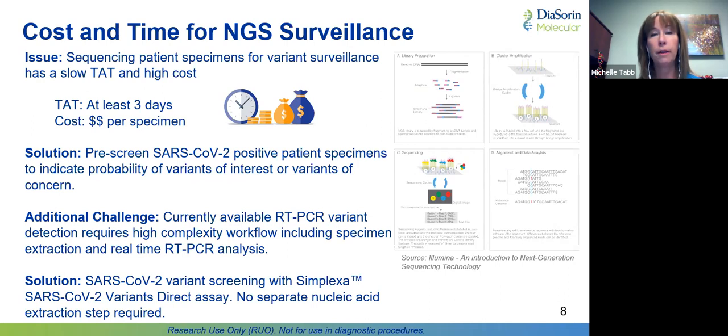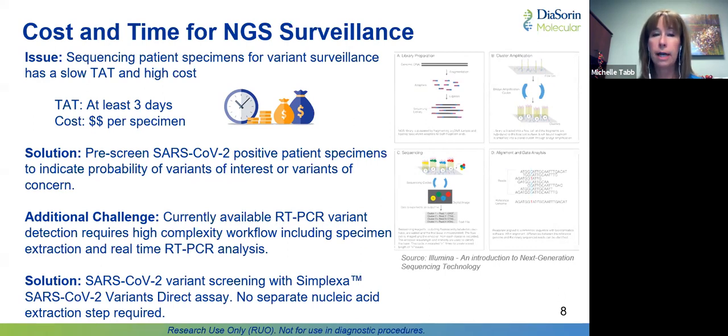And so in thinking about a more efficient way of looking at surveillance, a solution could be to pre-screen SARS-CoV-2 positive patient specimens to indicate if there's a probability that there's a viral variant of interest. So you could more or less pick or choose specimens that you want to send on for that costly and time-consuming next-generation sequencing.